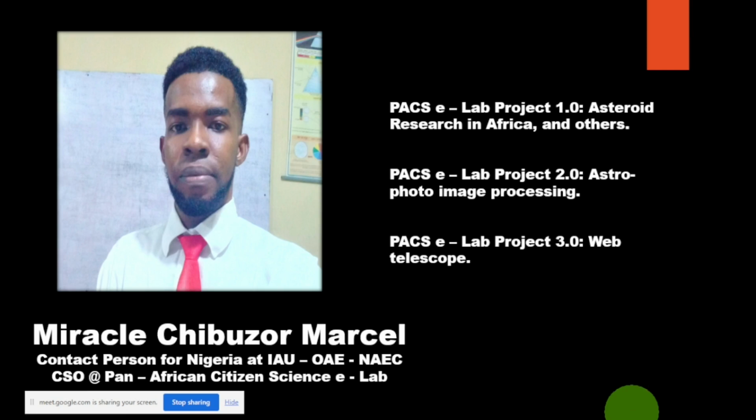All right. My full name is Miracle Chibuzo Marcel, and I am the founder of the Pan African Citizen Science e-lab. Our organization is based in Nigeria, but our activities cover the whole of Africa. So we have a number of activities. We participate in planetary defense, in processing images of space, and also in using the Webb telescope for research. And I'm going to explain what they mean.